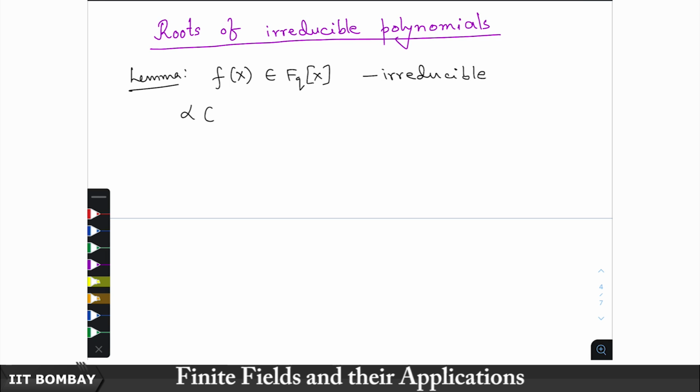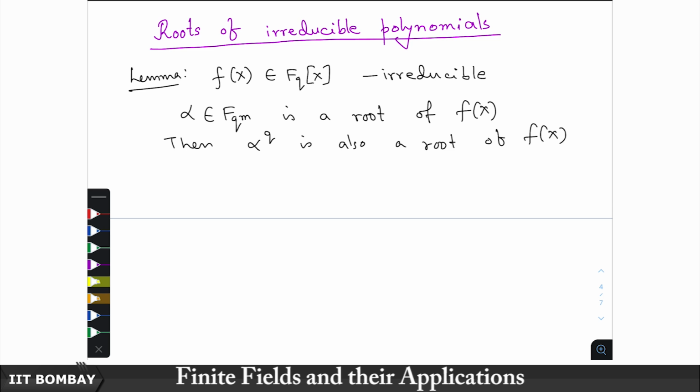and alpha, in some extension field of F_q, let us call it F_{q^m}, is a root of f(x). Then alpha^q is also a root of f(x). So, this is very interesting because once you know one root of an irreducible polynomial, this tells you how to find the other roots. You just raise it to the power q and then you can again raise it to the power q and so on to get all the roots of that irreducible polynomial, as we will see next.